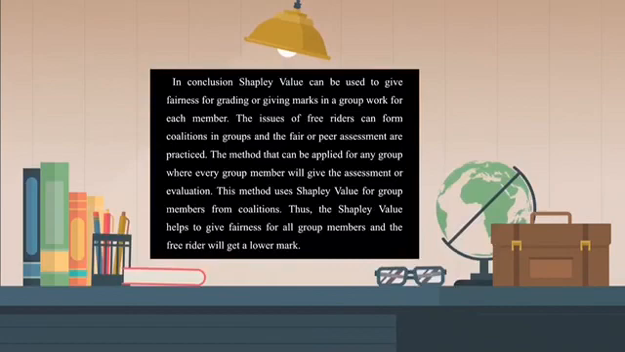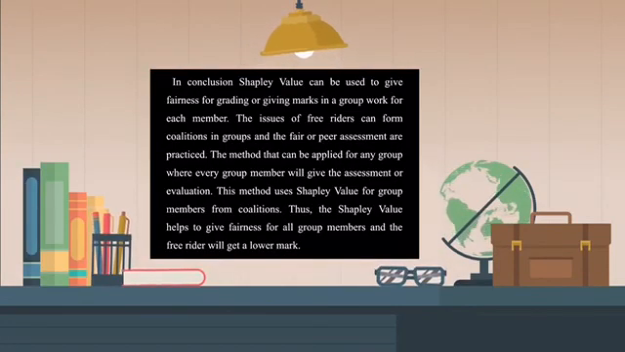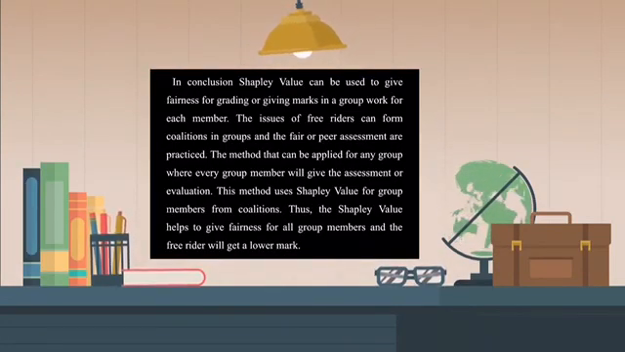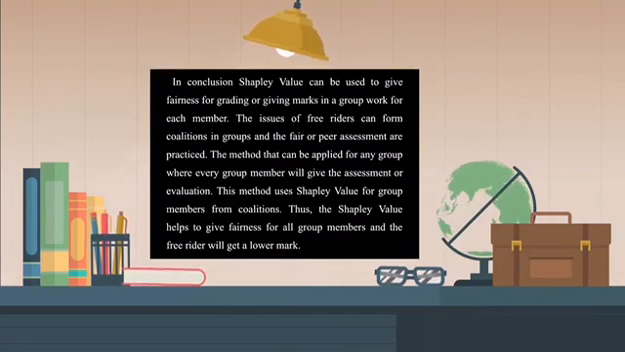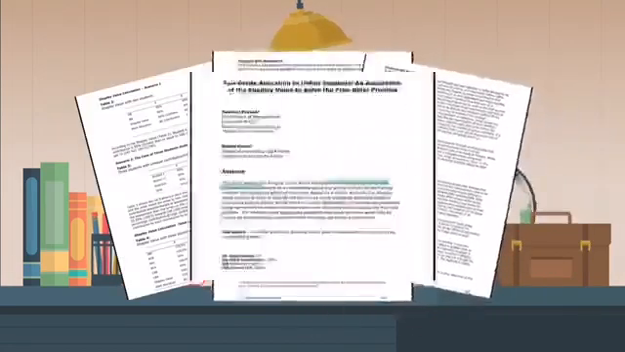So the conclusion is, we know that Shapley value helps to give fairness to all group members and free riders will get a lower mark.